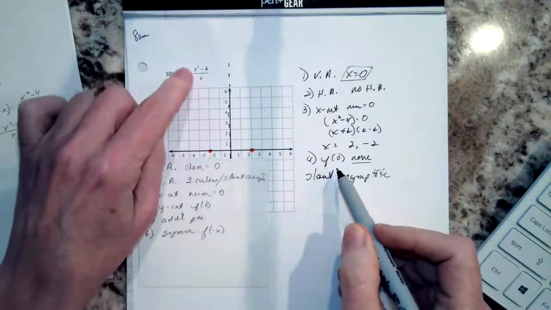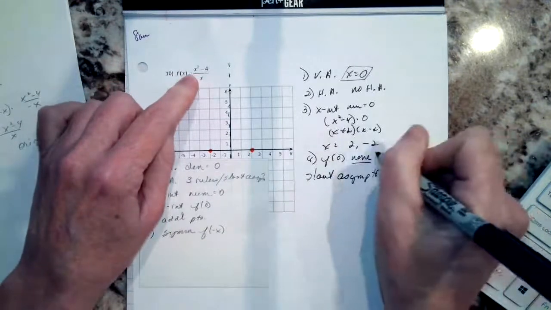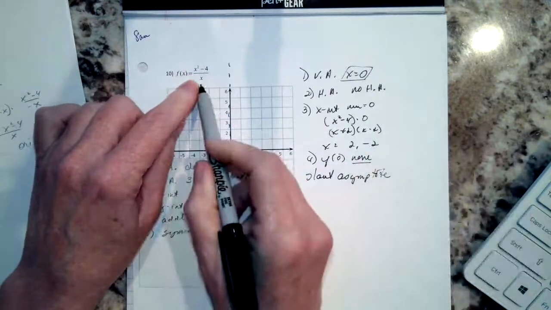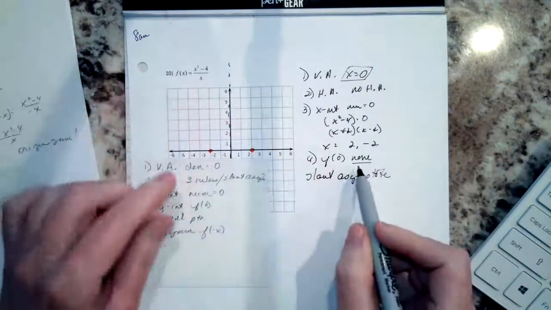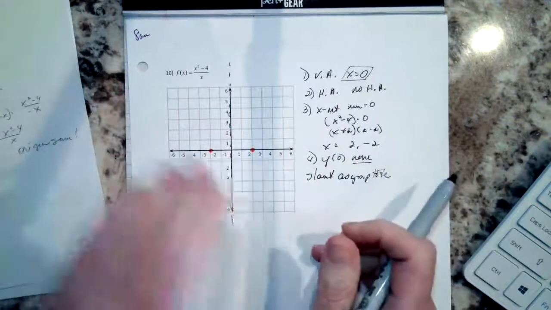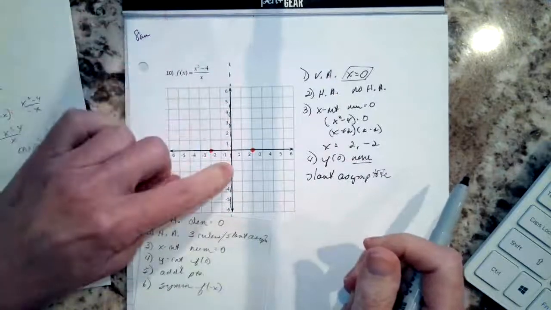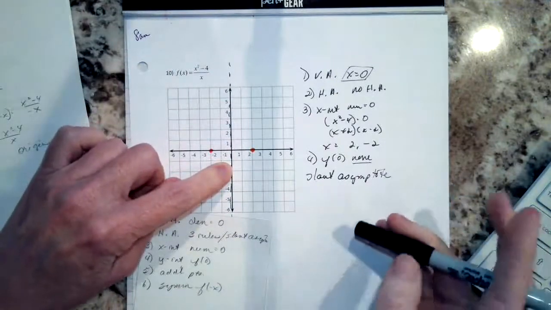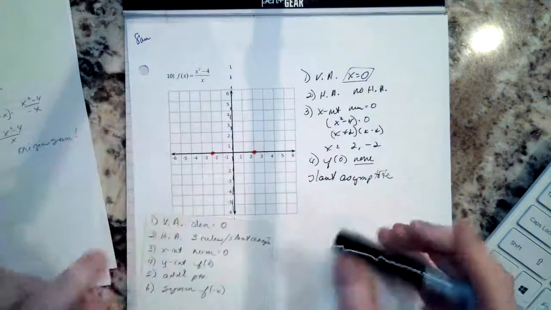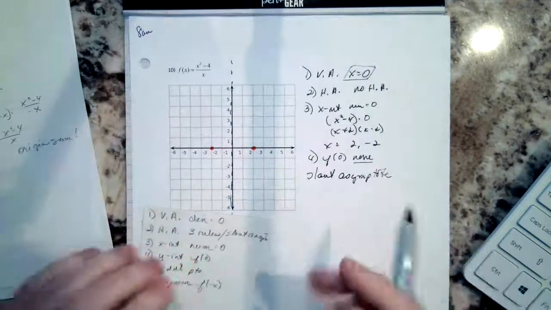Y-intercept, do f of 0. You get 0 minus 4, so you get a -4 over, you've got a 0 in the bottom. So we have none. We know we're not going to have a y-intercept because we can't get onto the y line. Okay, that brings us up to slant asymptote.